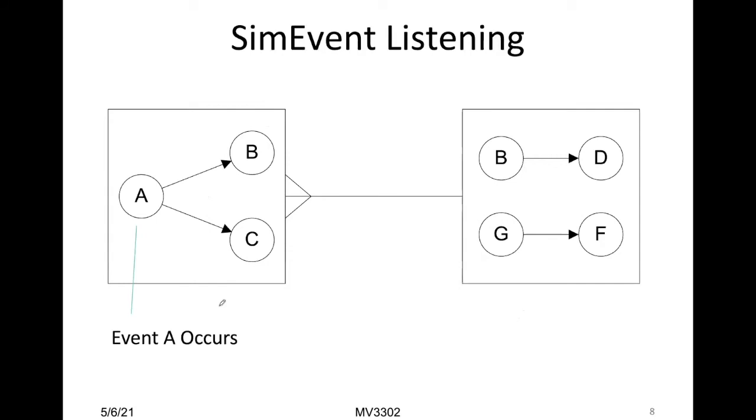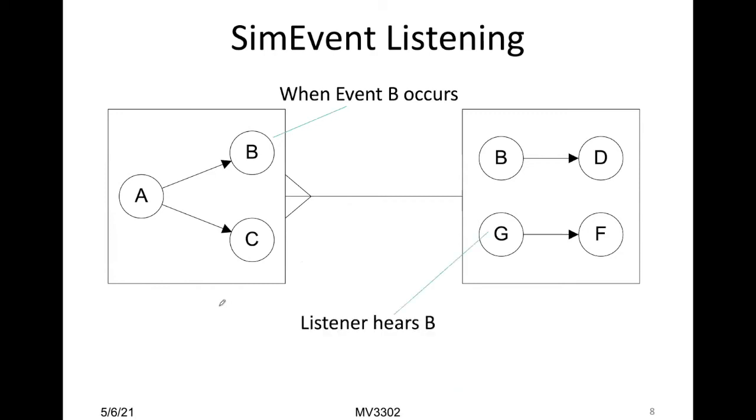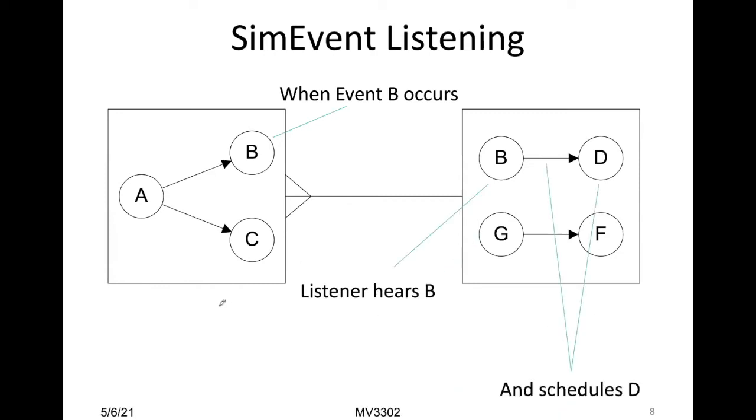Okay, so here's how that works. So event A occurs at some point, and it schedules B and C. Okay, when event B occurs, the listener hears it, and it will schedule D.